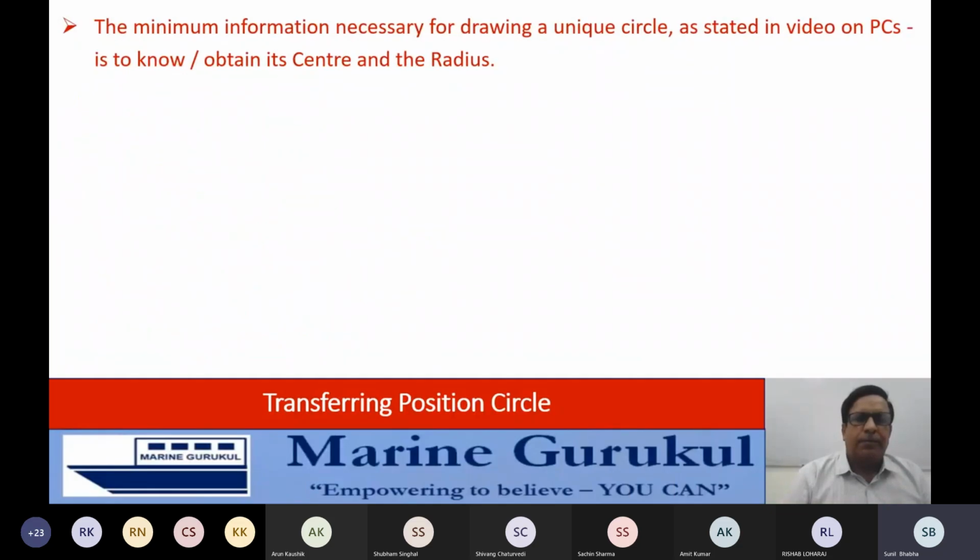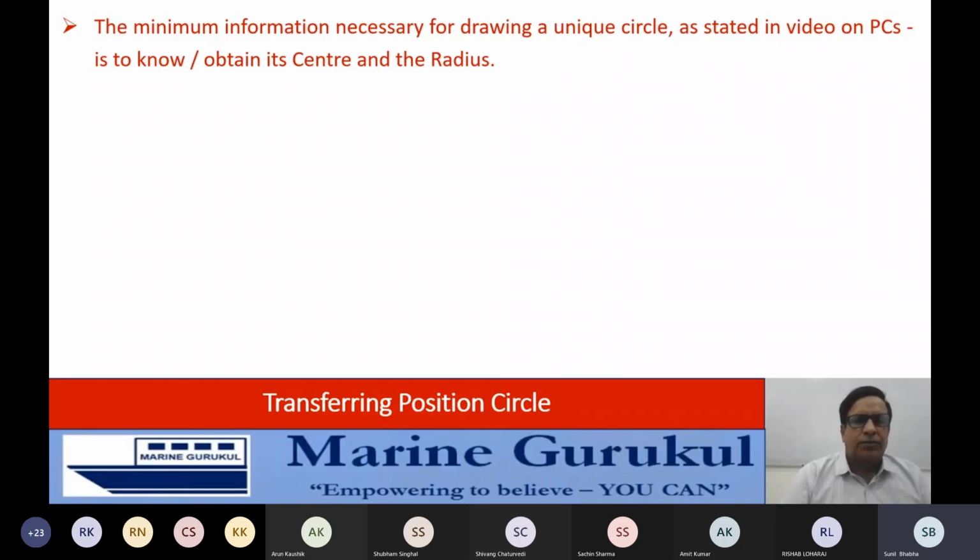Now, the minimum information that we learnt is required to draw a unique circle on a plane surface, and in our context, a unique position circle, is that we need to know or obtain its center and radius.